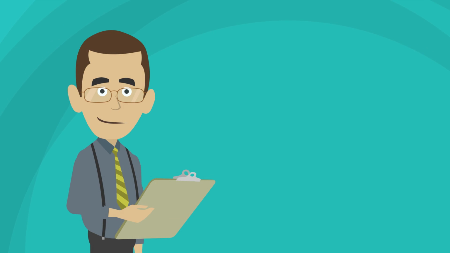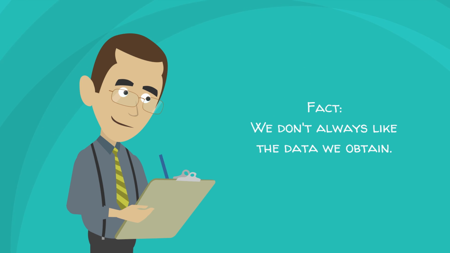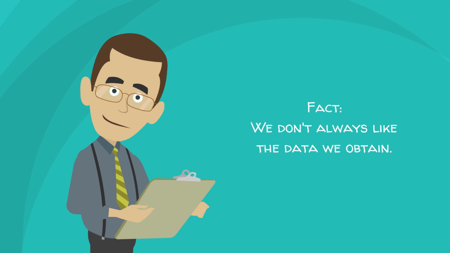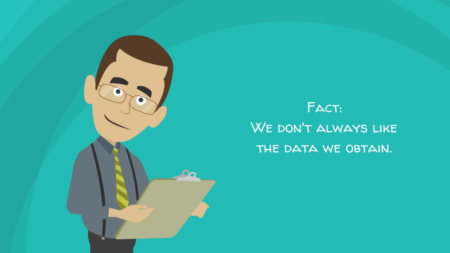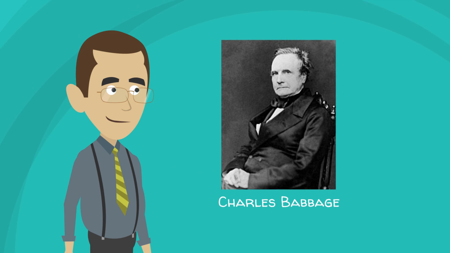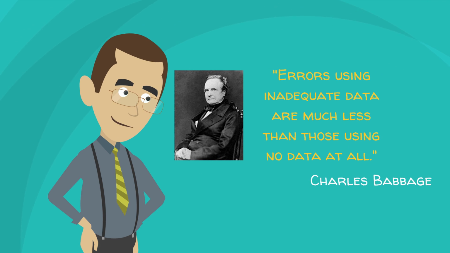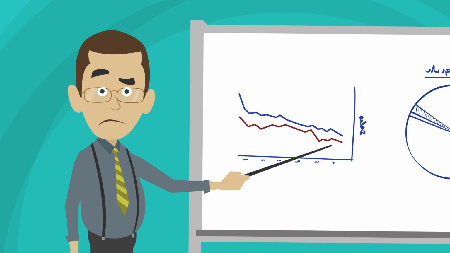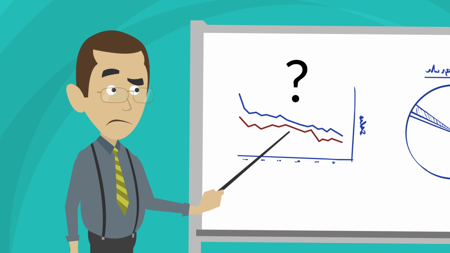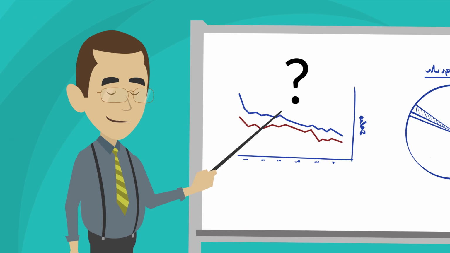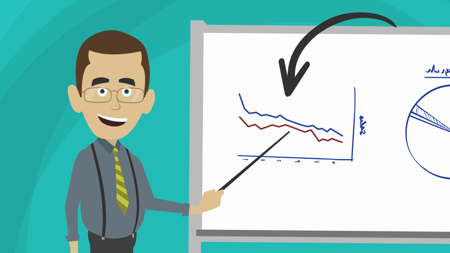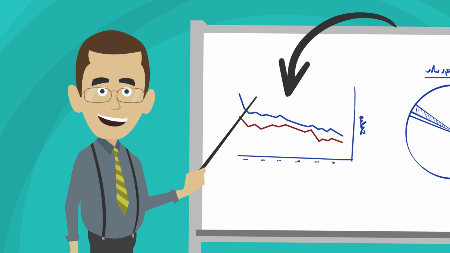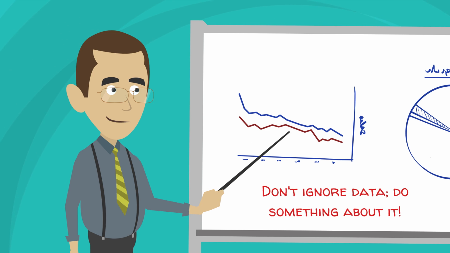Just as many things in life can be ignored, so can data. It's a fact that we don't always like the data that we obtain, and sometimes there isn't enough data, but ignoring it isn't going to make things any better. According to Charles Babbage, the person who originated the concept of the programmable computer, errors using inadequate data are much less than those using no data at all. Data is often imperfect and incomplete, but don't let that push you to fly blind. Move forward with the data that you do have and make it a goal to improve data collection over time. Don't ignore data. Do something about it.